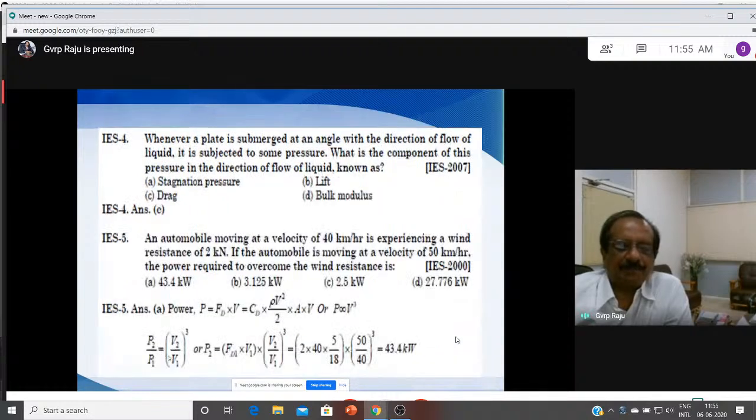Whenever a plate is submerged at an angle with the direction of flow of liquid, it is subject to some pressure. What is the component of the pressure in that direction? So the same repetition. Here the question is repeated. So this is drag here.